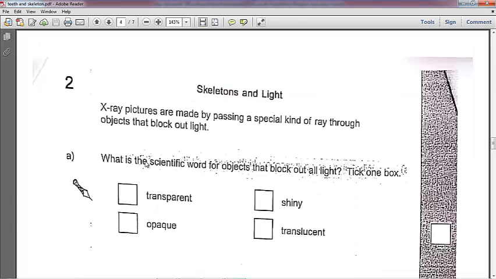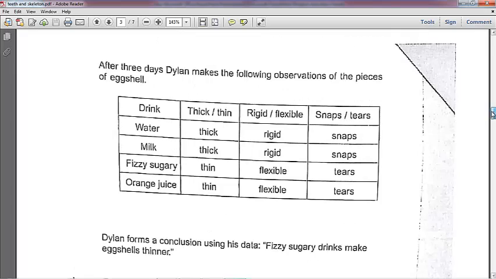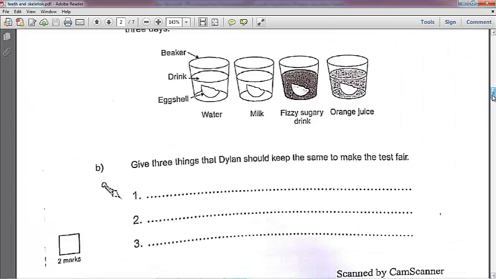I can't leave an eggshell for 3 days and the other one for 2 days and the other for 5. No, in this case this test is not going to be fair. We must make the time the same. So size of eggshell, time and amount of drink.